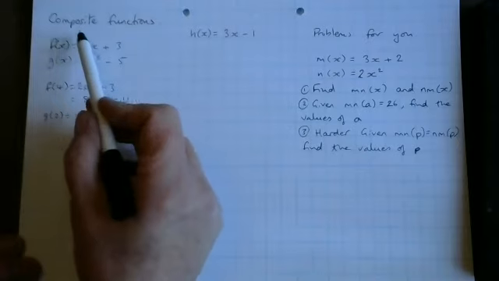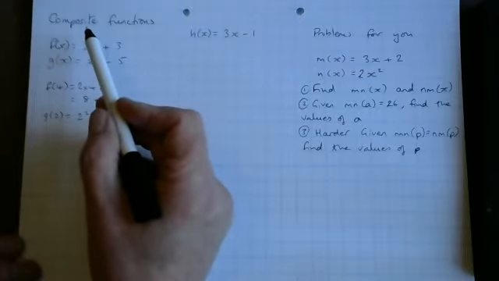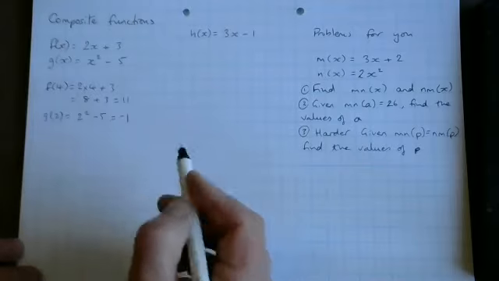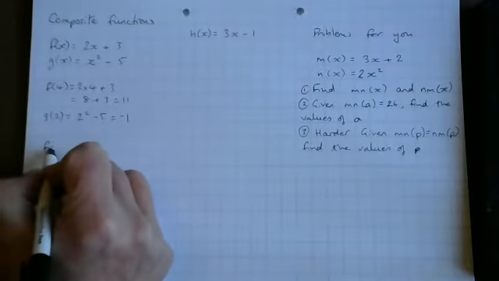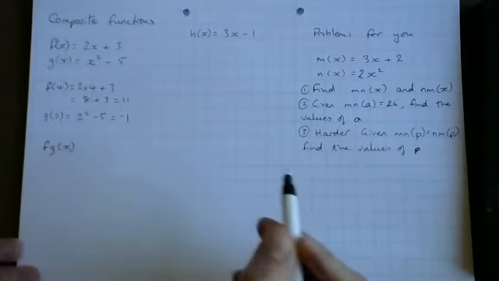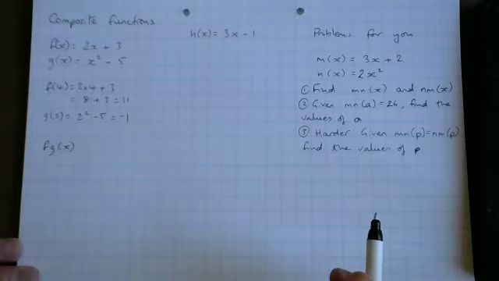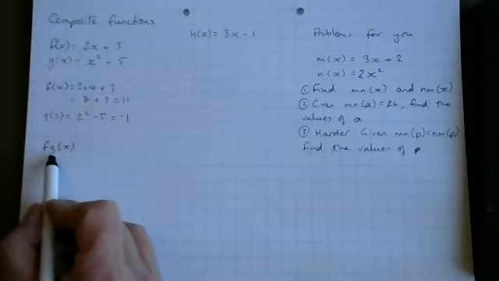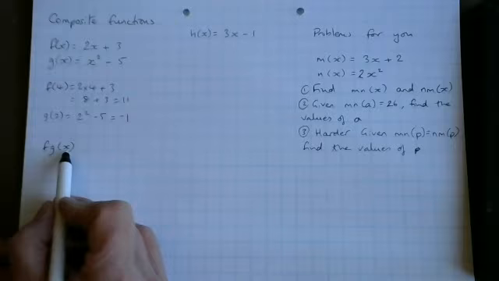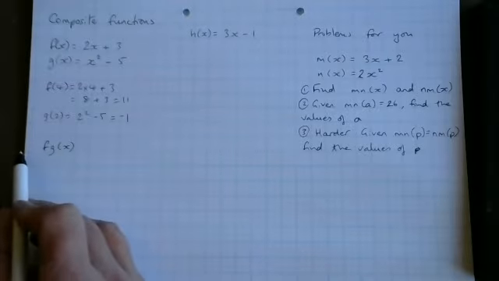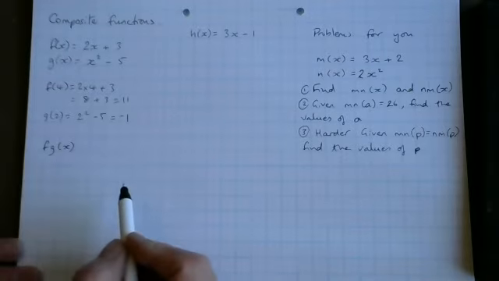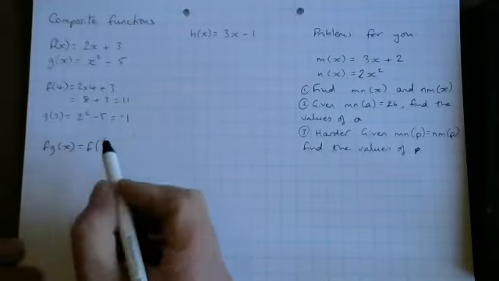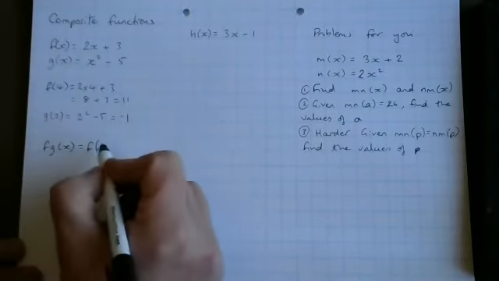Composite functions. Composite just means made up of more than one part. So composite functions are where I bring together two or more functions. For example, fg of x. It's important we remember the order in which we do these. The x is beside the g. So we do the g to the x first, and then we do f to whatever the outcome is. So fg of x is f on g of x, or g of x is x squared minus 5.